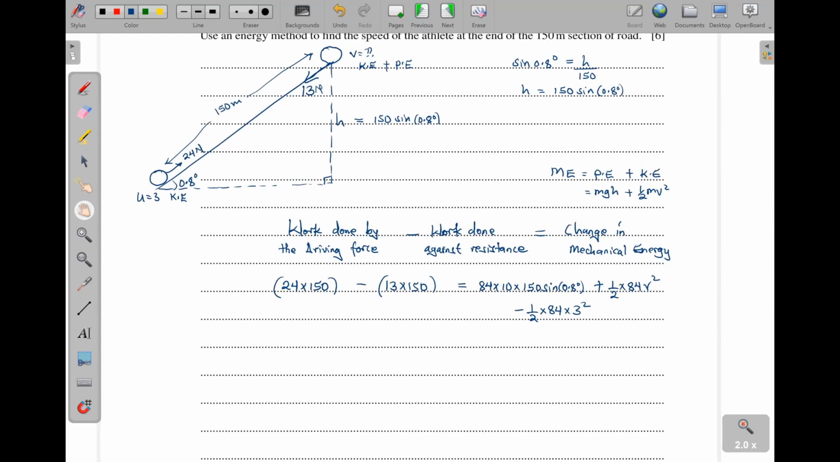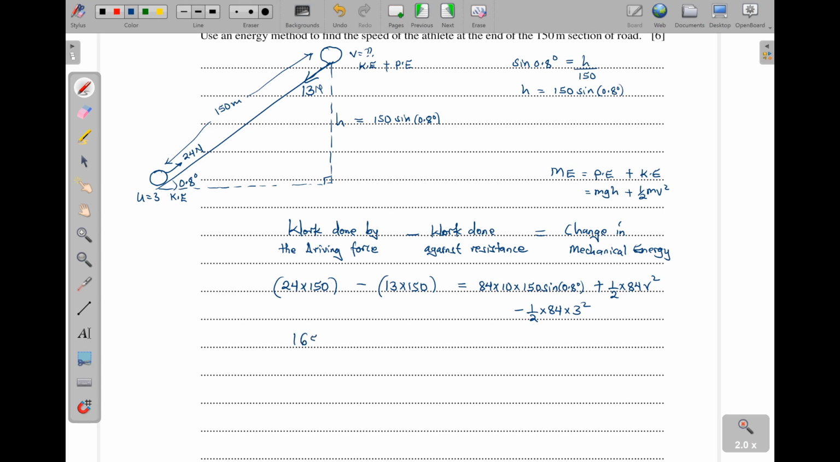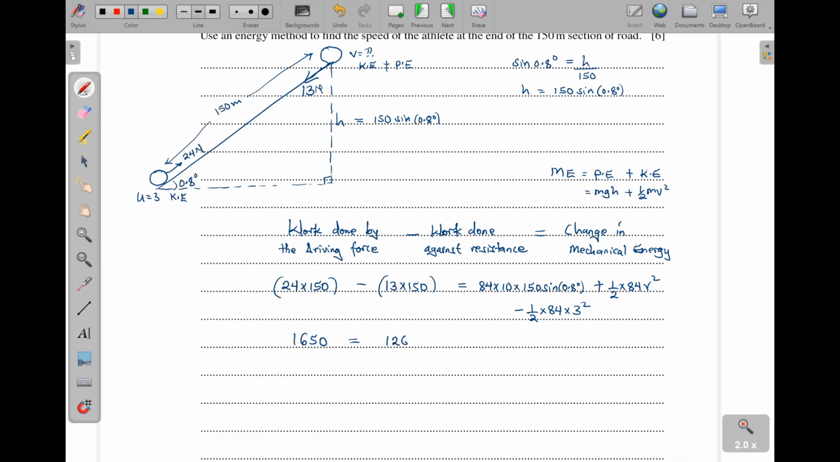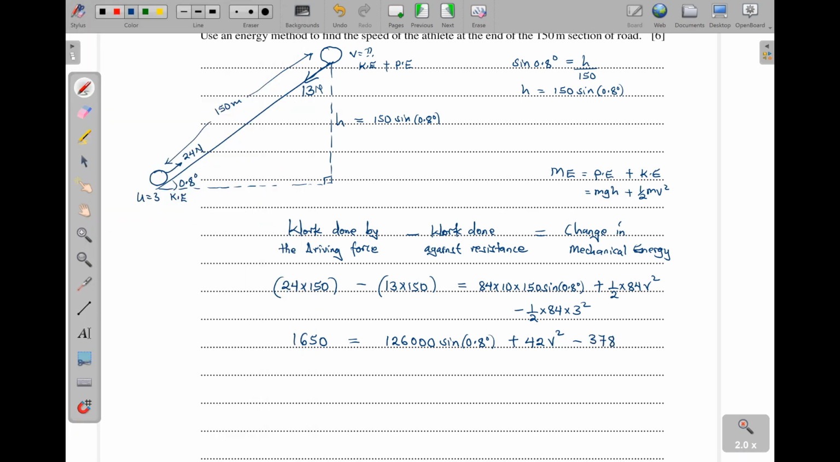Now on the left, when we put everything in the calculator, what do we get? 24 times 150 minus 13 times 150. Altogether it gives us 1650. Then on the right, I'll have 840 times 150, which gives me 126,000 sine of the 0.8 degrees. I've left it because I want to do everything all at once and then round off at last. Then plus, of course, a half of 84, that will be 42 v squared. Then I will subtract 42 times 9, which gives us 378.